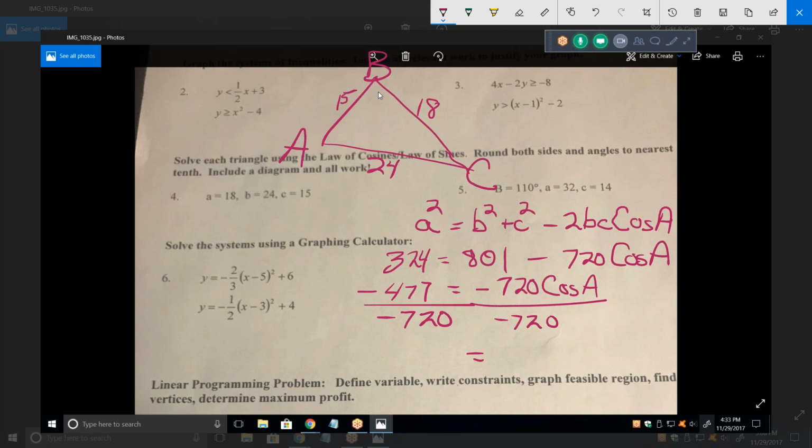Now I get what's left on, what do I have? Use your calculator to give me some numbers here, and do the intermediate step. Don't give me just A equals, give me cosine of A equals.